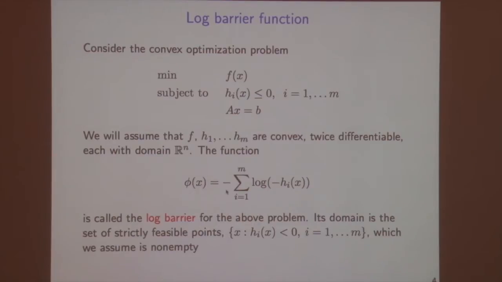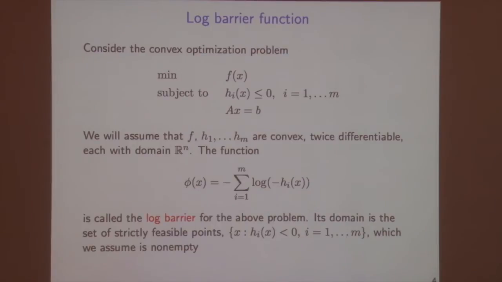We want the barrier function to be something that approaches infinity as one of these constraints approaches violation, and otherwise is something that's well defined, and we're going to try to make it small as well. Okay, so this function phi of x is called the log barrier function. It's just given by taking minus the sum of all the logs of the negative constraints. The domain of this function phi, right, it's only defined on the set of points for which we have strict feasibility.